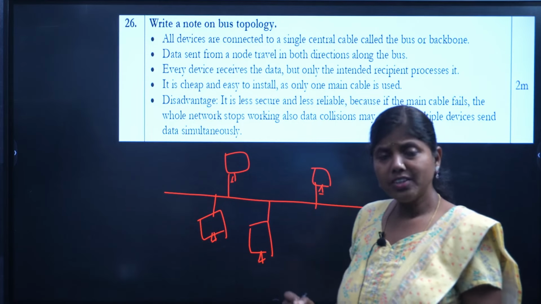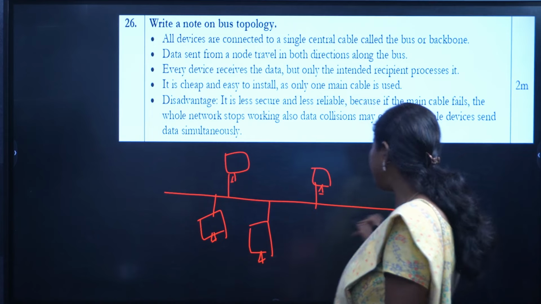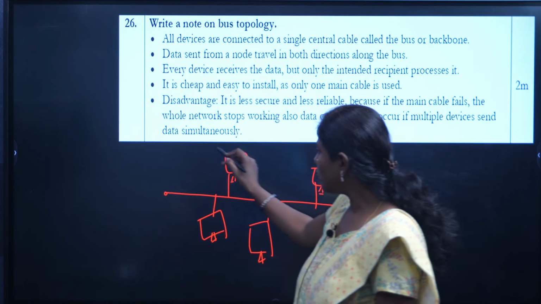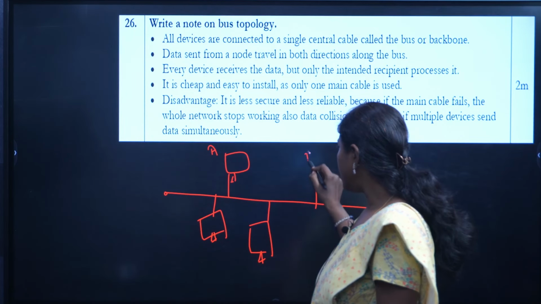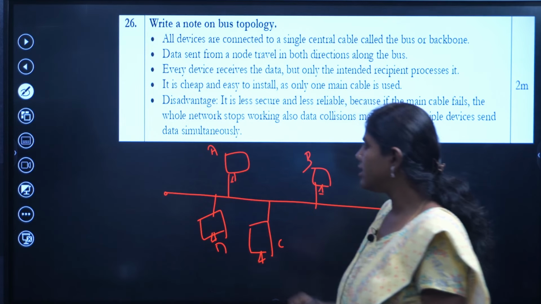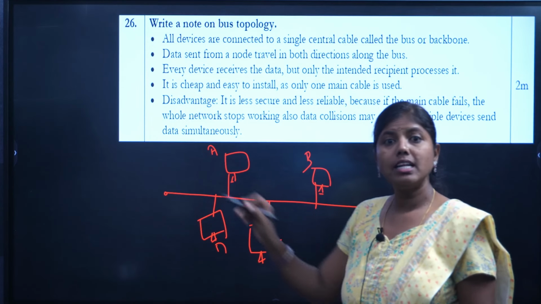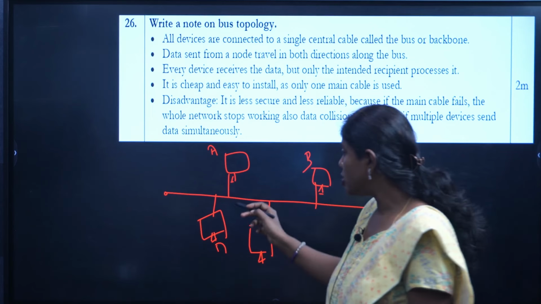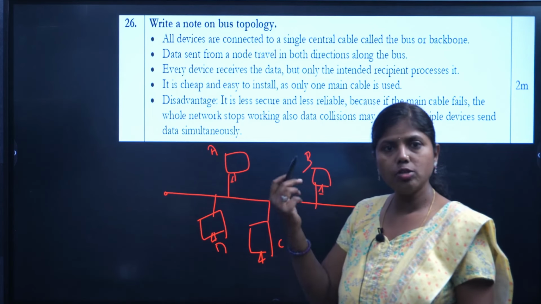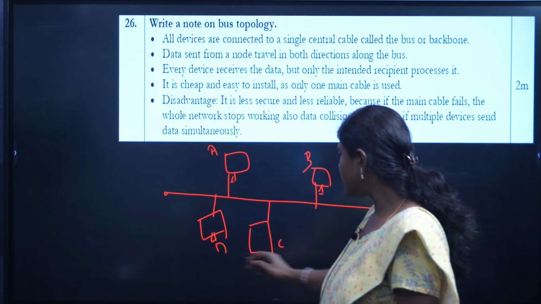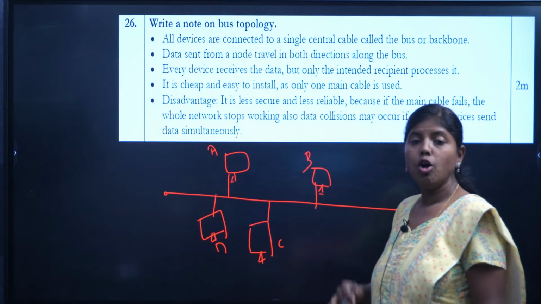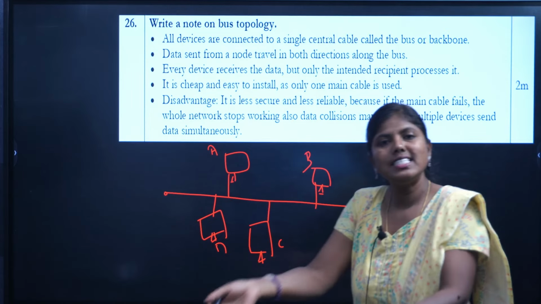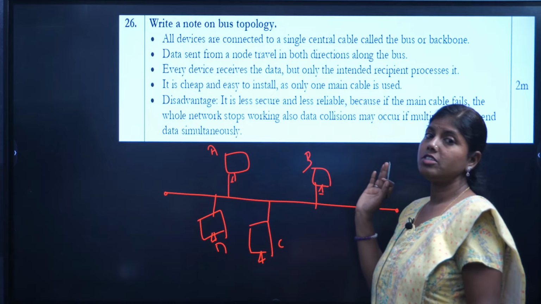Each and every node has to communicate through the bus only. Let's name the nodes A, B, C, D. If A wants to send data, it will send it through this cable only. But this message will be transmitted to all the nodes in the network. C, D and B will all receive it. But if A wants to communicate only with C, only C will respond to it because the address is C.